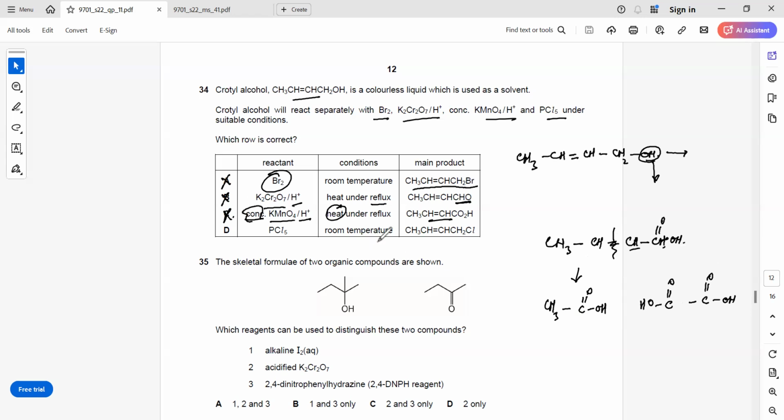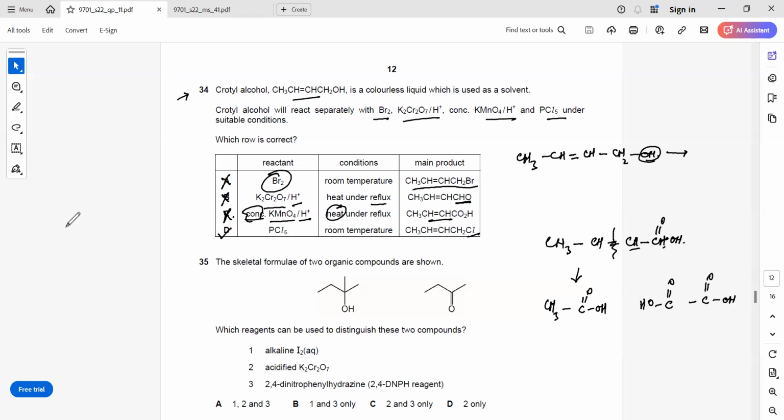And remember the reaction of alcohols with PCl5. So what happens in that reaction? This OH group is substituted by chlorine. So this product at room temperature, that is the correct one. Clear? So option D is correct.